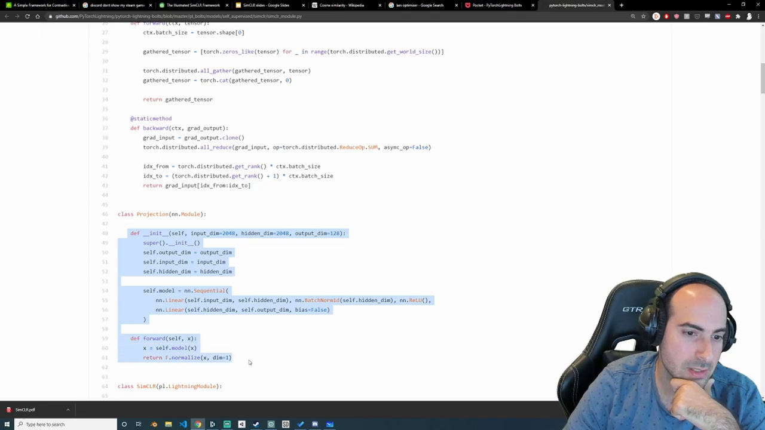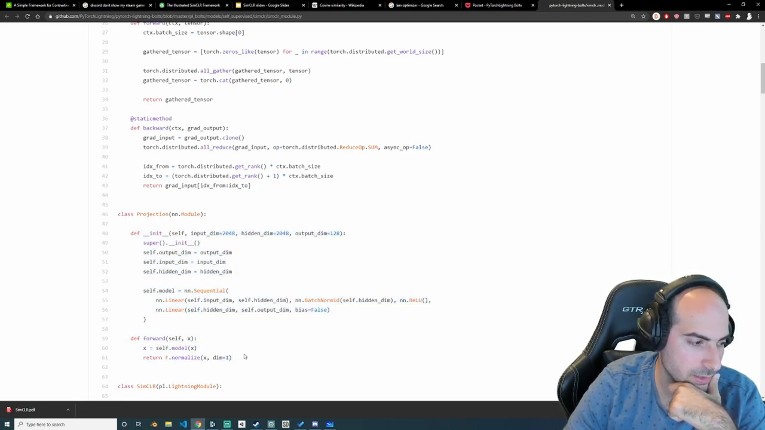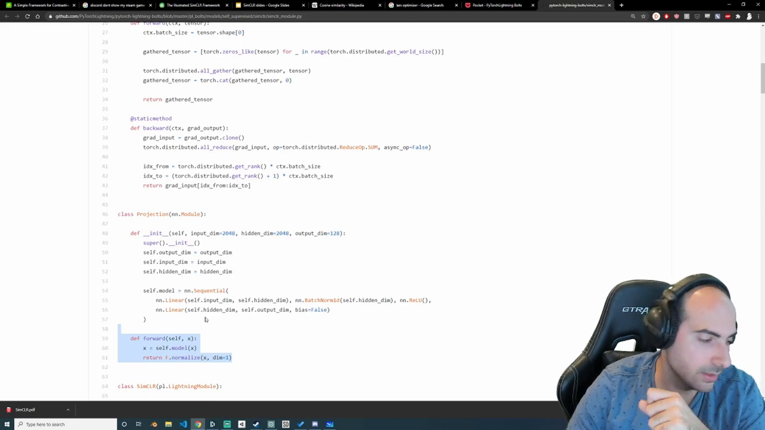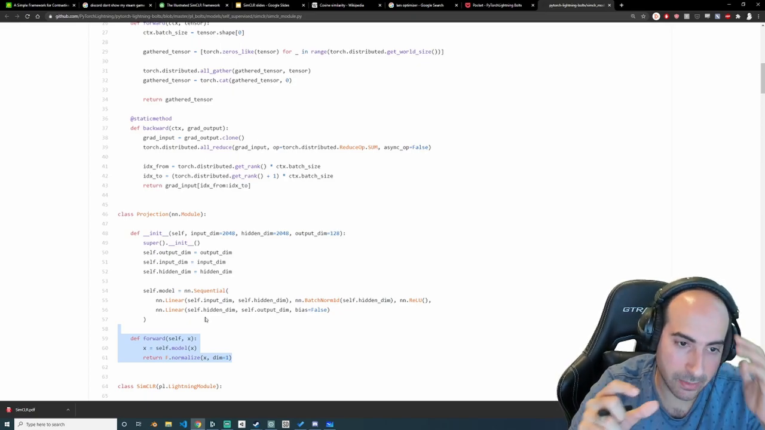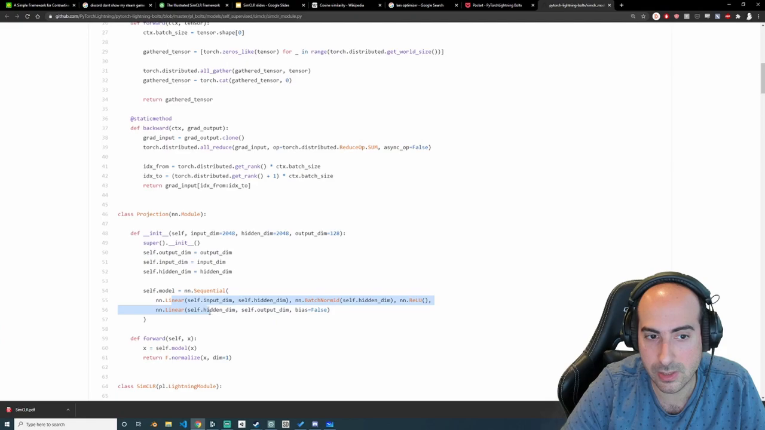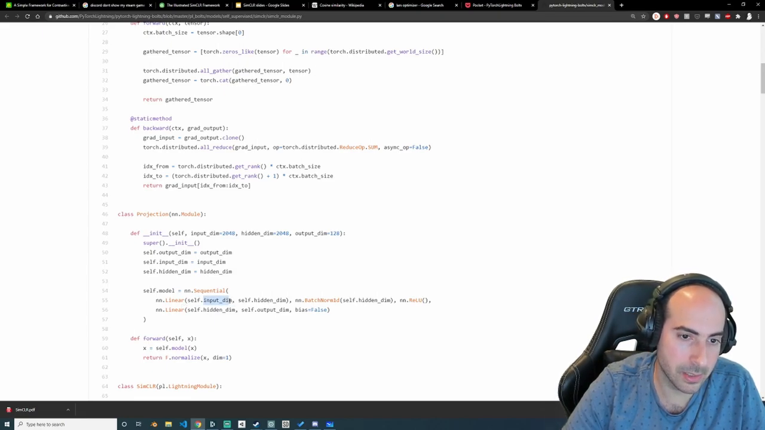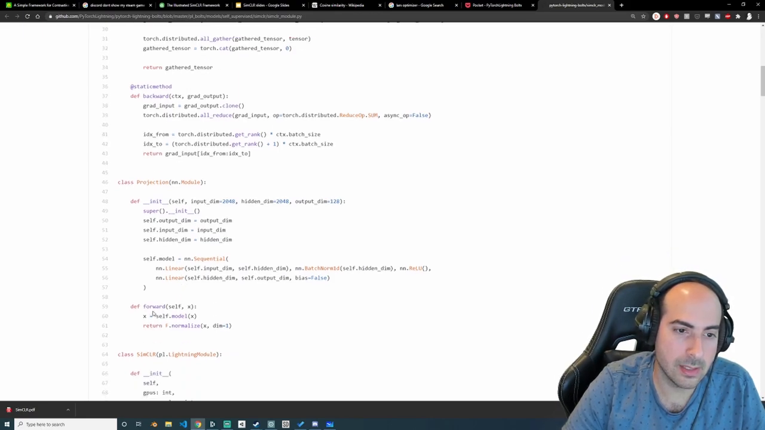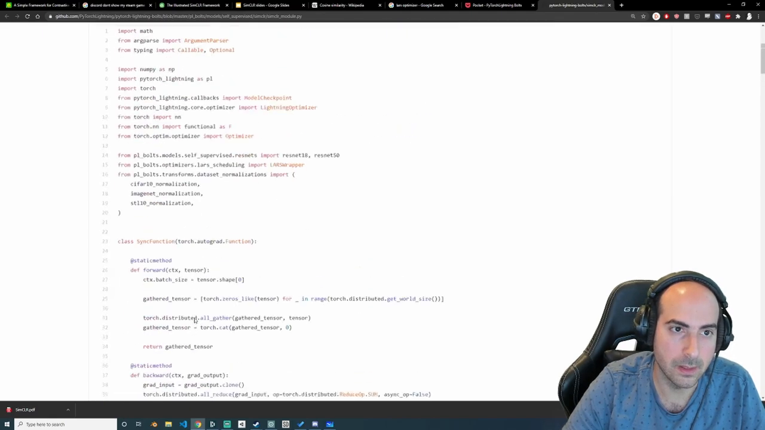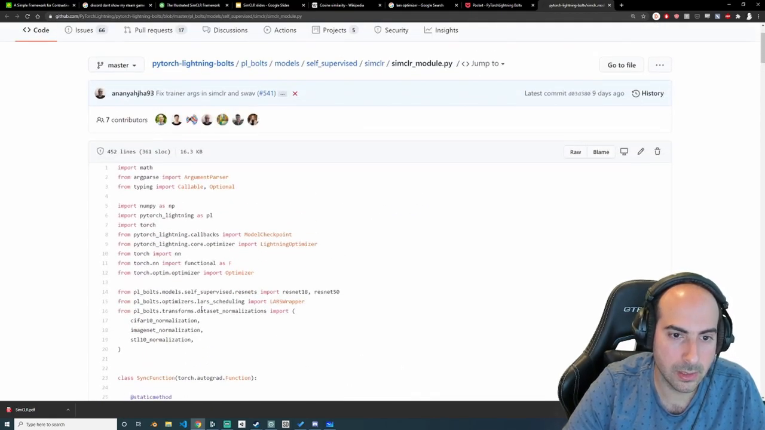Remember the projection. This is the dense neural network that builds a representation where you try to maximize the similarity. And remember, it was just a bunch of linear layers. So here you can see it's a linear layer with an input dimensionality and a hidden dimension. Then we put in a batch norm in the middle, then a ReLU, and then another linear layer with nothing after it. The model itself just takes this model and then does this F.normalize part. So where does normalize come from here?